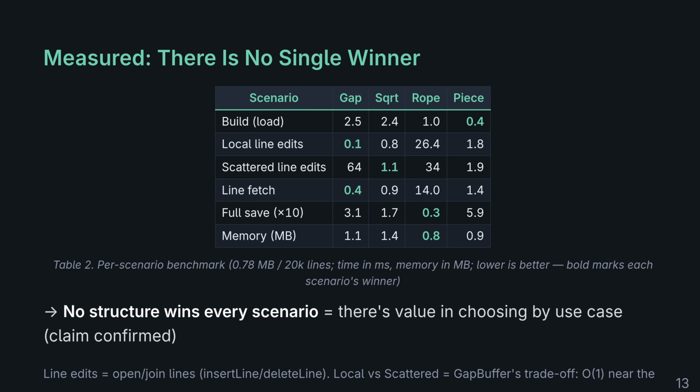The gap buffer's row tells the story best. Right next to the cursor is basically a 1. That's why it wins local line edits, the 0.1 there. But spread your edits across the file, and it has to keep moving the gap around. The cost shows up immediately as 64 on the next row. That trade-off is exactly why one size doesn't fit all. So choosing the structure by use case really does buy you something. The claim holds up.